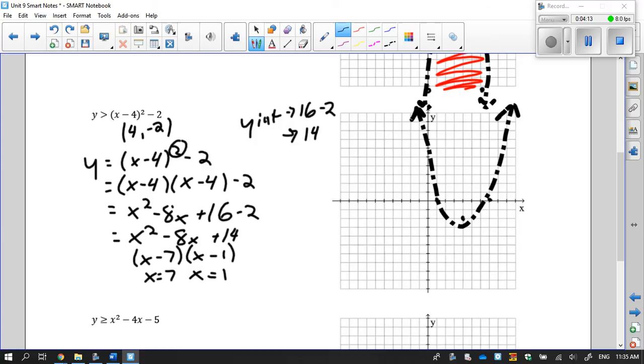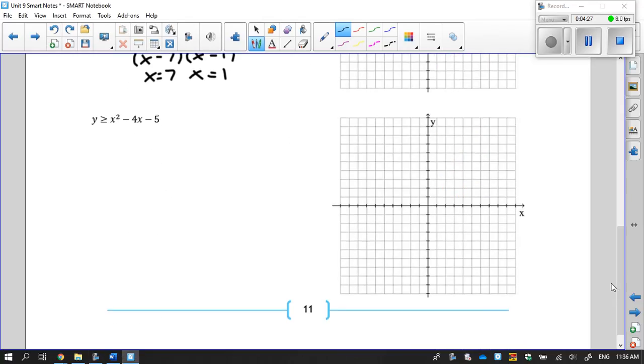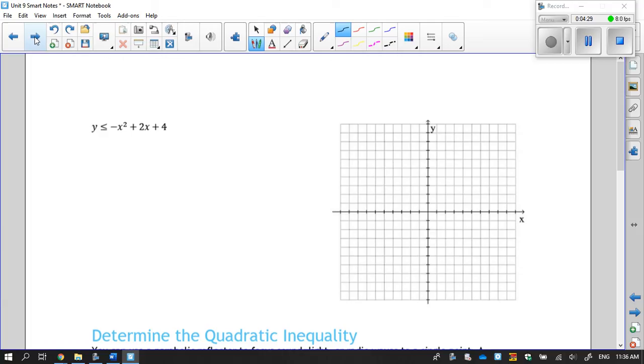And then we do our 0, 0 test point. So 0 greater than 14. It is not. So then we color the inside. Okay, and then like I said at the start of the lesson, I'm not going to do this one. This is a refresher from last lesson. You're more than capable of that one. Same with this one.